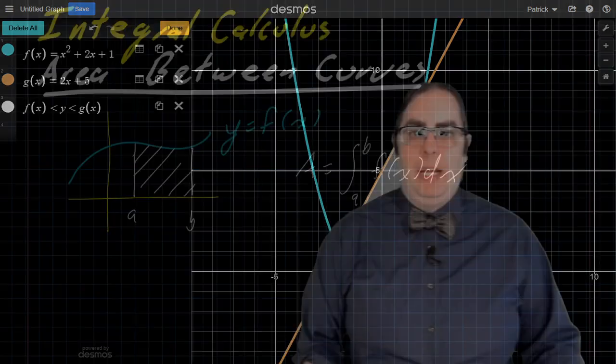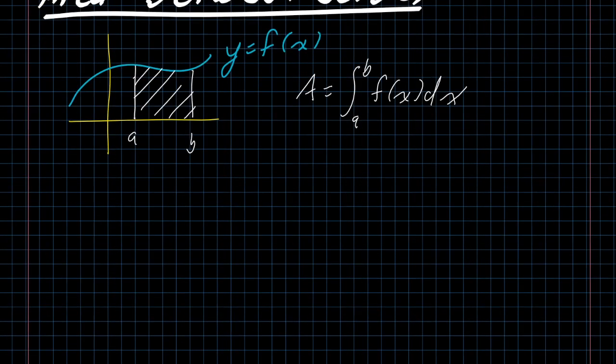Let's jump back over to my notebook and let's start digging into what we can do with those. So just writing them down again. f of x is x squared plus 2x plus 1. g of x is 2x plus 5. And I guess the first thing we want to do is figure out where the intersections are.